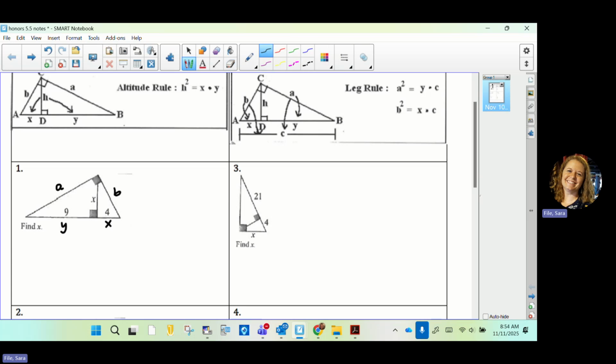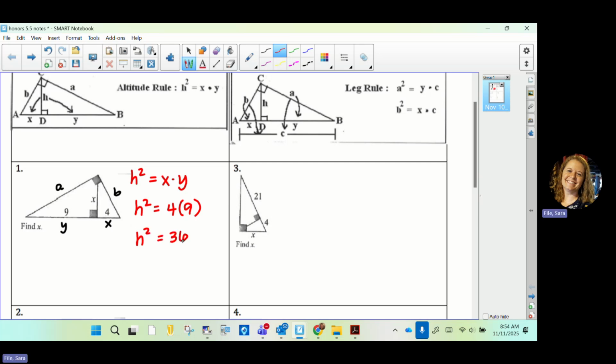But the altitude rule says that H squared is X times Y. So our H squared will be 9 times 4 or 4 times 9, which is what?